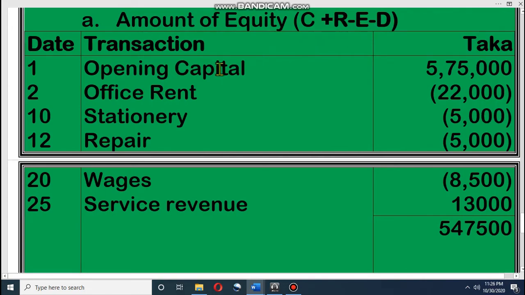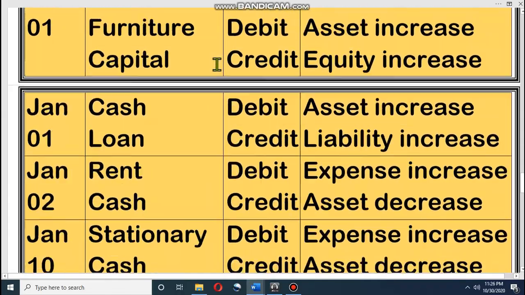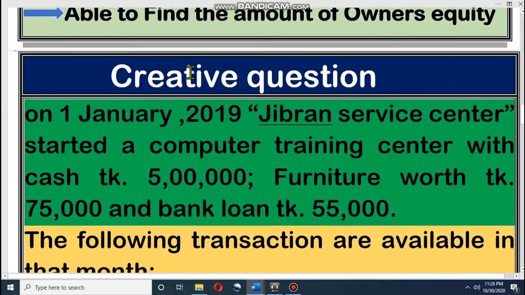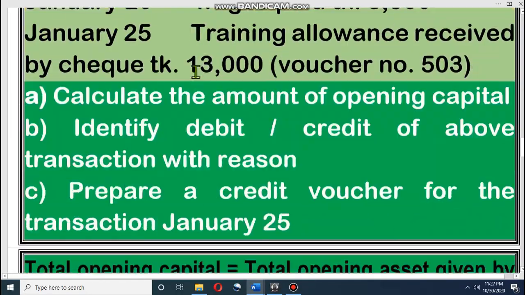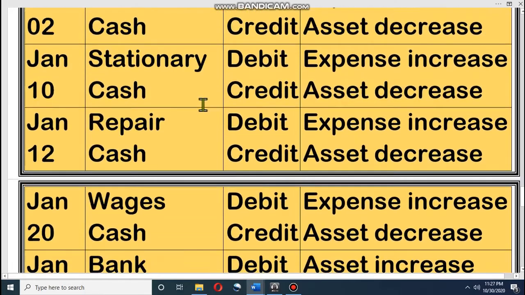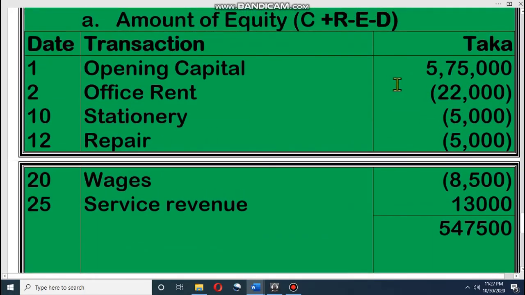Look at our opening capital. It is 5,75,000. In requirement A, we found it out. So at first I have to write the opening capital. Then you know that we have paid rent. It is an expense. That means we have to subtract. Then stationery. This is also an expense, so we have to subtract. Then repair, it is also an expense, we have to subtract. Wages, it is also an expense, we have to subtract. We have only one income, one revenue, that is service revenue, that we have to add.